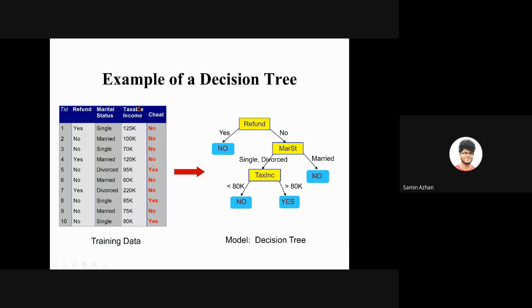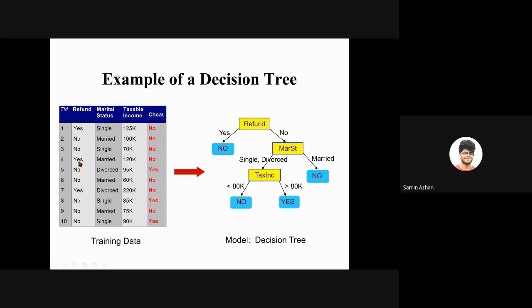So there are three attributes or features: refund, marital status, and taxable income. Based on these attributes, our machine will try to predict if a person cheated or not, yes or no. So based on the training data, if the person did take a refund, the person did not cheat. If we look at the training data, in every case, if the refund is yes, the cheat is no.